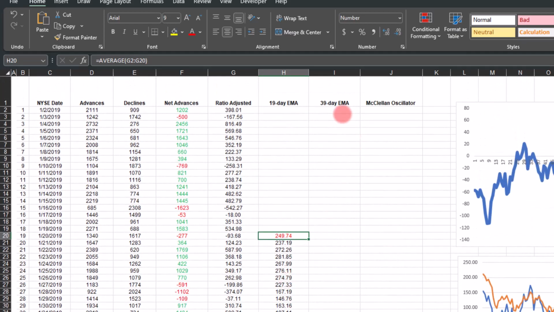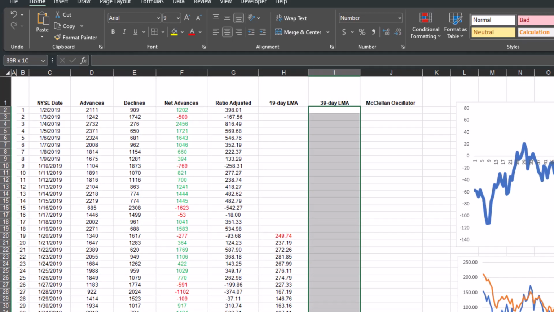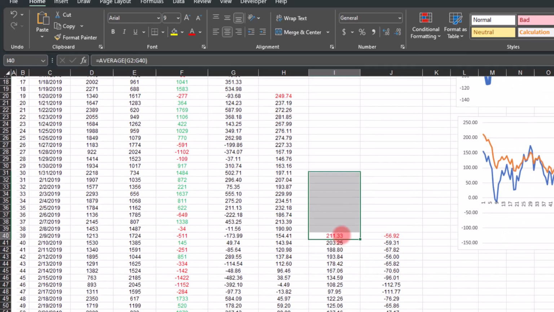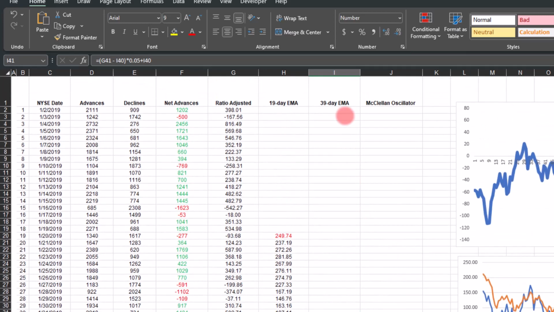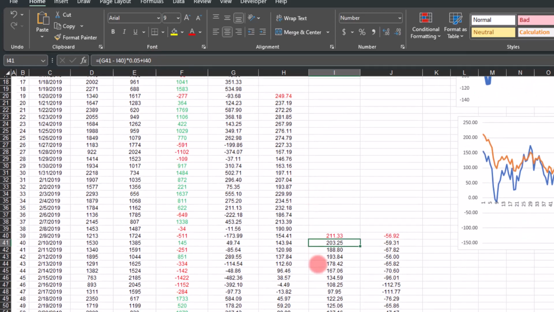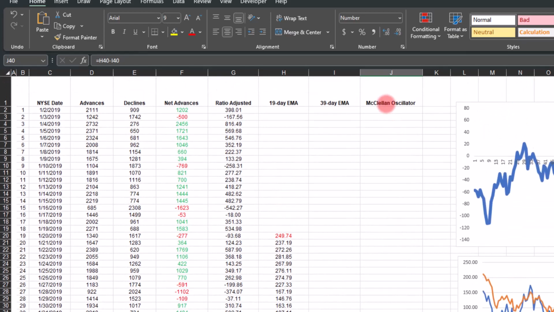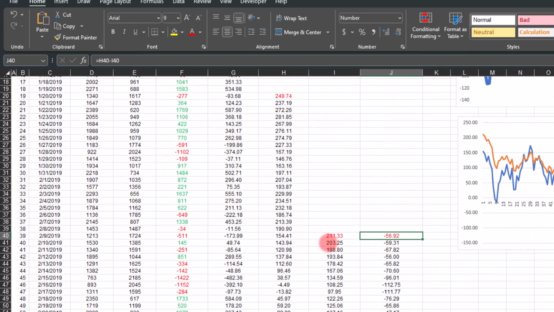We do a similar thing for the 39-day, but we have to wait for 39 days worth of data to appear. That's going to be a straight up simple average for the first data point, and then we're going to switch to an exponential moving average. So that's going to be 2 divided by 1 plus this, or 2 divided by 40, which is 0.05, and that's where that weight is coming from. So it's really the same idea. And then once we have this final column, which is our McClellan oscillator, this is what's going to show up on your chart, is just this number minus this one. And there's where the minus 56 is coming from.